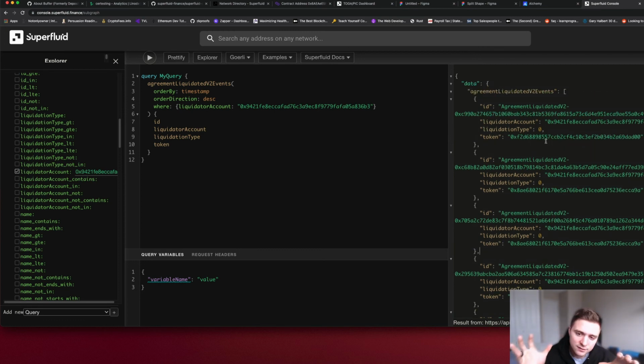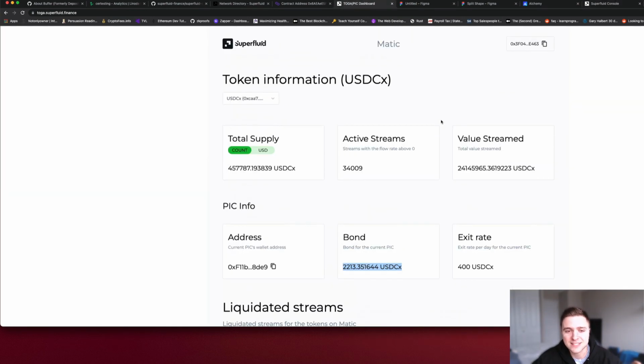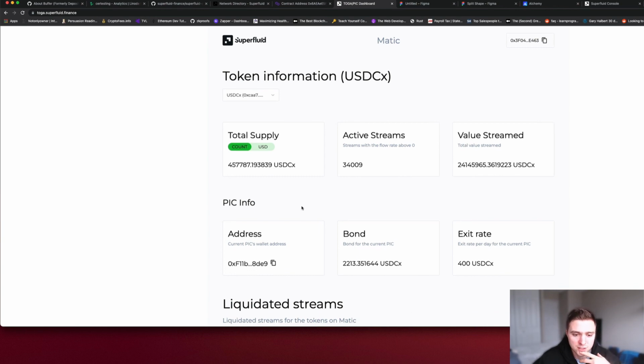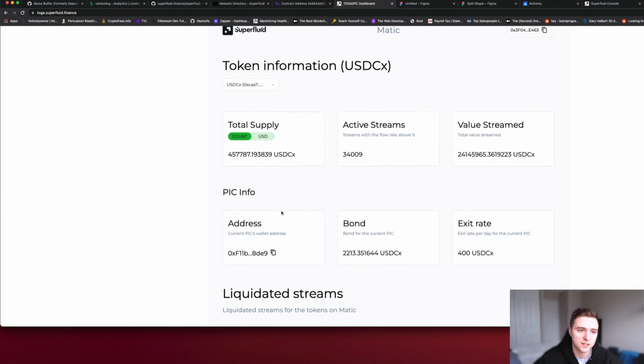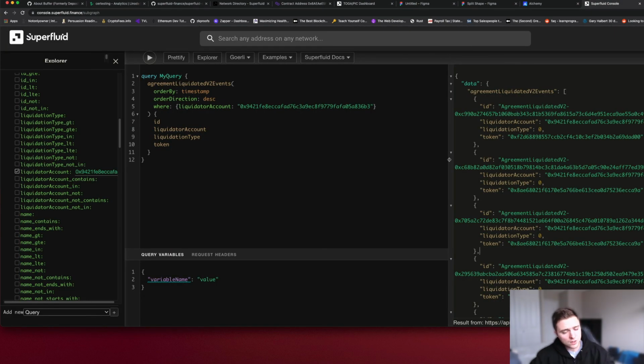Nice. So that's how you can query, through the graph, the liquidations that you're making, right? So you can imagine you turning this into a kind of dashboard for yourself, or you can imagine what's happening behind the scenes in this dashboard, right? So we're using the graph to get information on the most recently liquidated streams on whatever network we're using. Okay? So again, this is a walkthrough on how to participate in this portion of the Superfluid protocol.